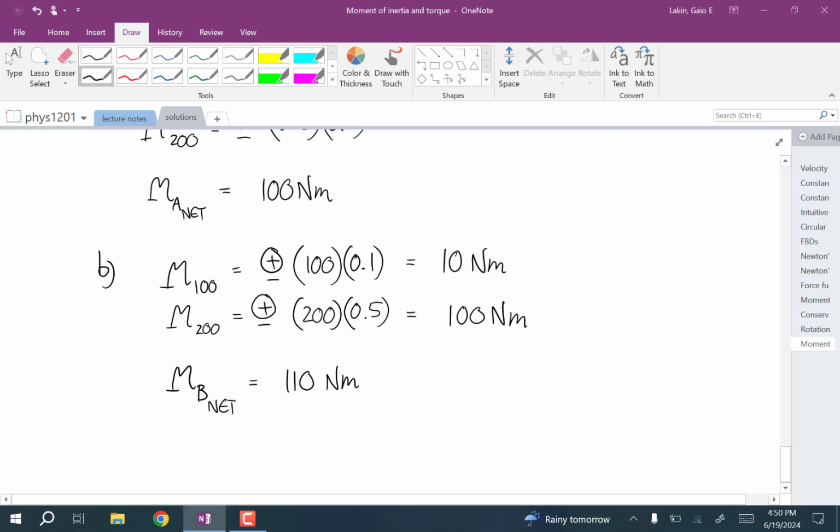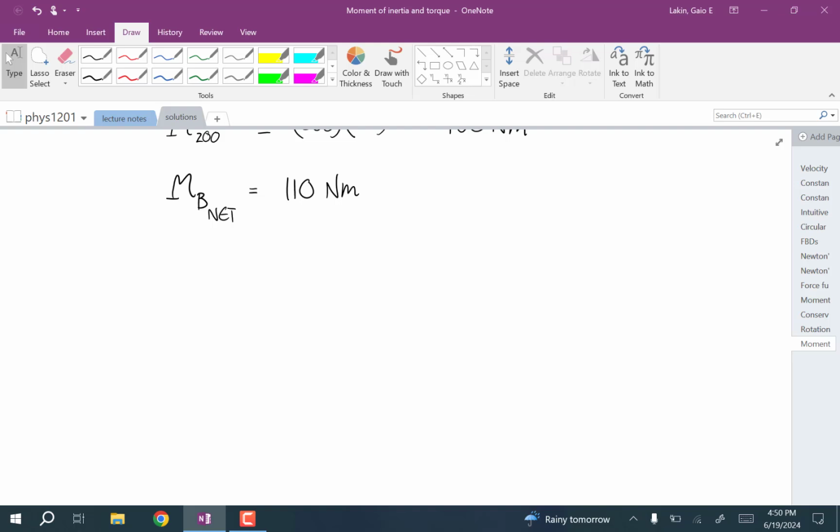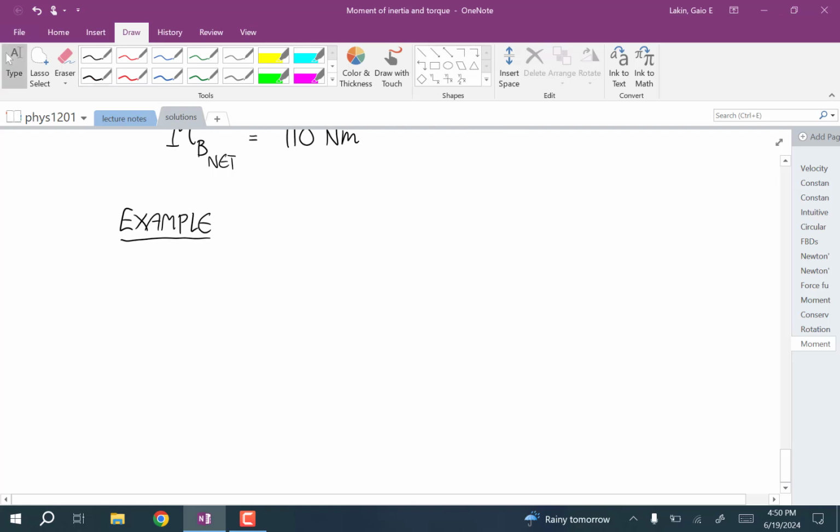Well, now we have everything we need to put it all together and do a calculation using the rotational Newton's second law. So let's do an example where I'm going to say there's a disk that's connected to the wall at this hinge. And let's say that the mass of this disk is 5 kilograms. And the radius of this disk is 0.2 meters.